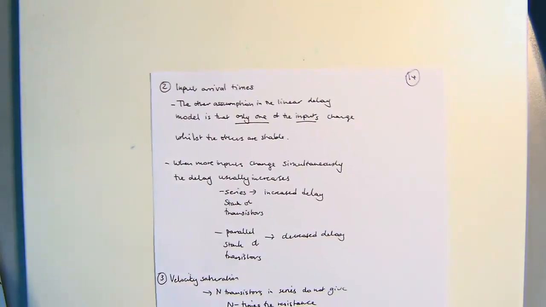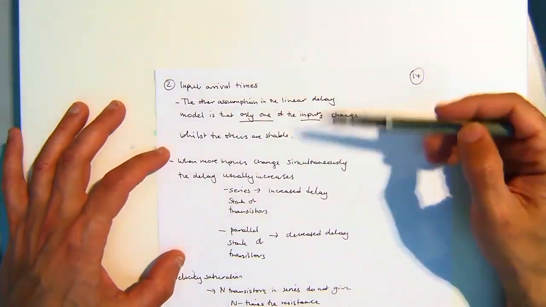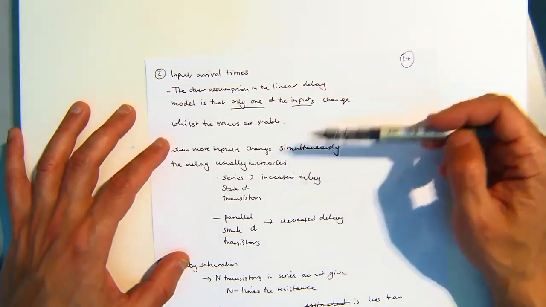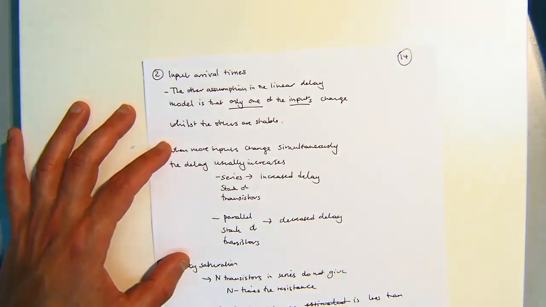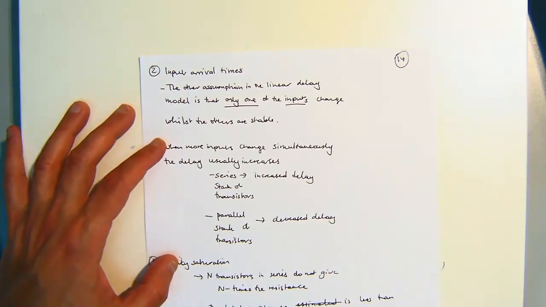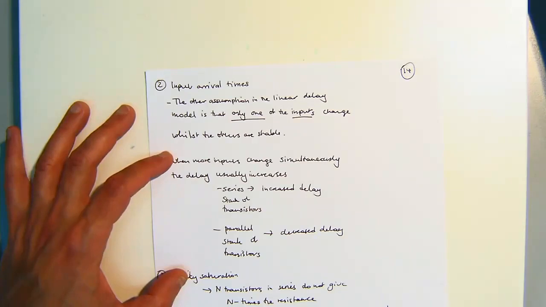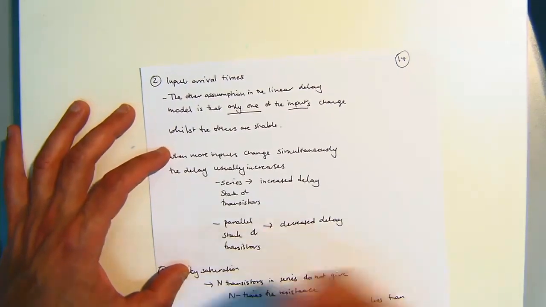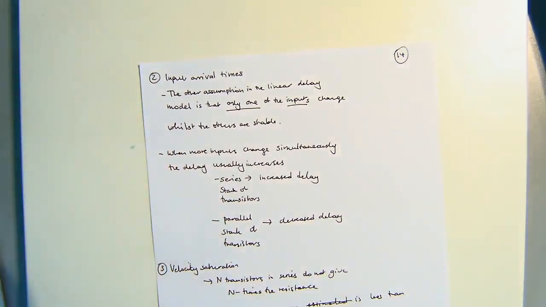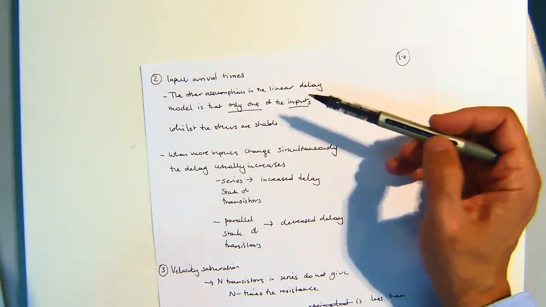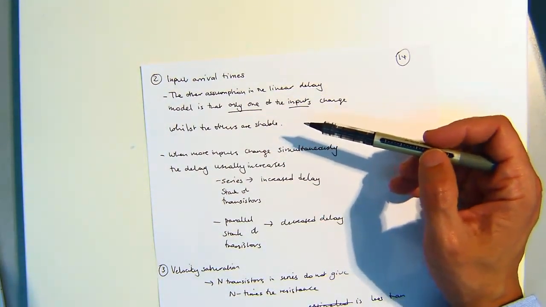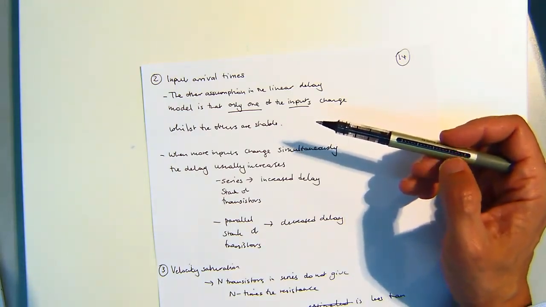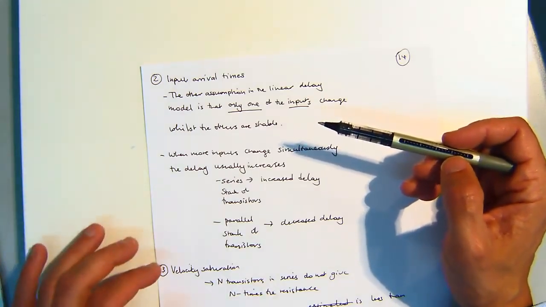Then we talked about some of the other limitations. We talked about input arrival times, and essentially what it does assume is that all the inputs arrive at the same time. The other assumption is you can either say all inputs have to arrive at once, or only one input can change at a time, right? But that's a serious limitation. Notwithstanding that, the linear delay model is still very useful. It's just knowing when you've got some problems, and when you've got to look out.